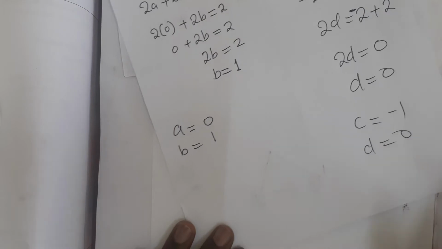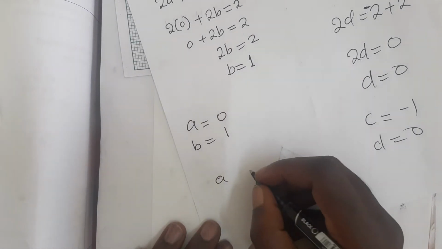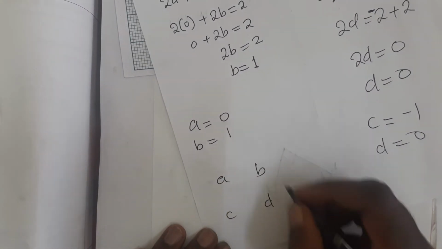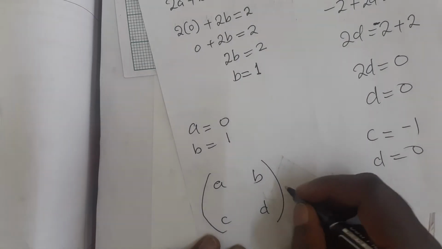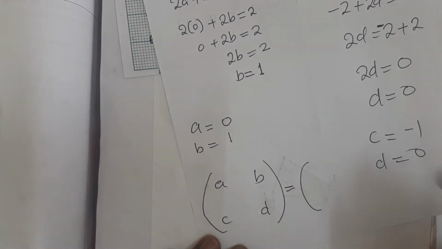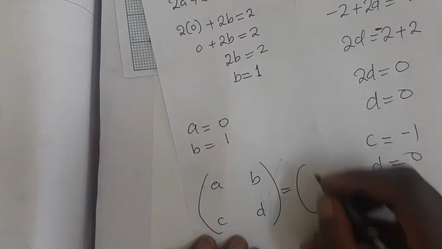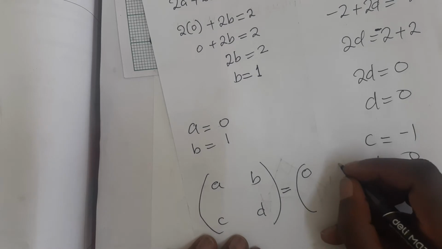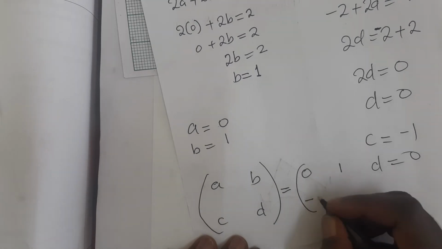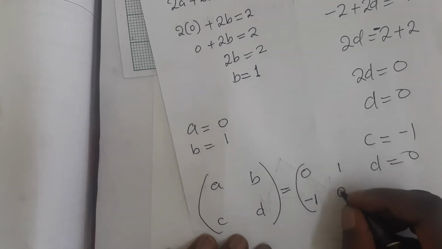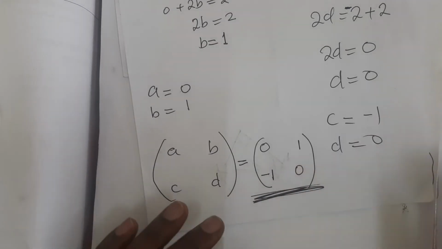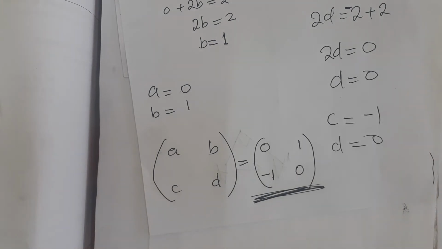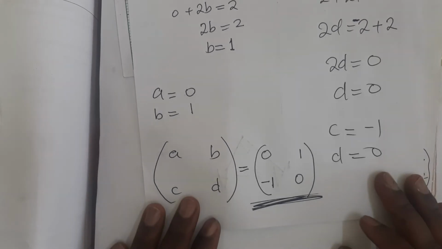So now you know that our matrix was A, B, C, D. Now we need to replace these with the actual values that we got. Our A is what? 0. What is our B? 1. What is our C? Negative 1. What is our D? 0. So this is the matrix that they want. This is the matrix that is wanted.